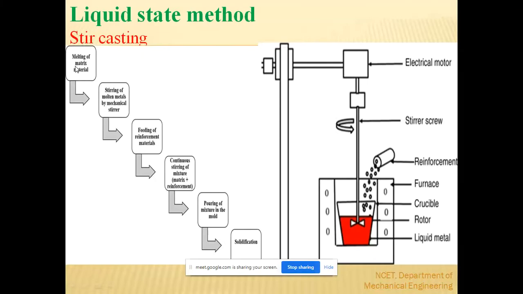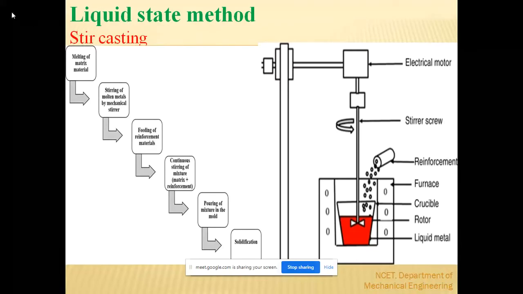Now see here, the first step is melting of the matrix material. Matrix material is, in the previous class we discussed the different types of matrix used in a metal matrix composite, that is aluminum, magnesium, copper, titanium. First, we're going to melt the required matrix material, right? Melting can take place in a furnace or by some outsourced methods, right?